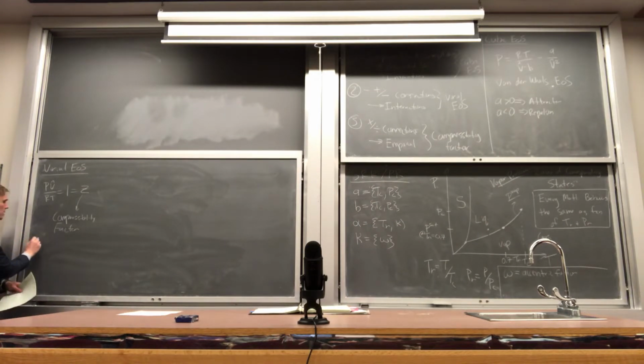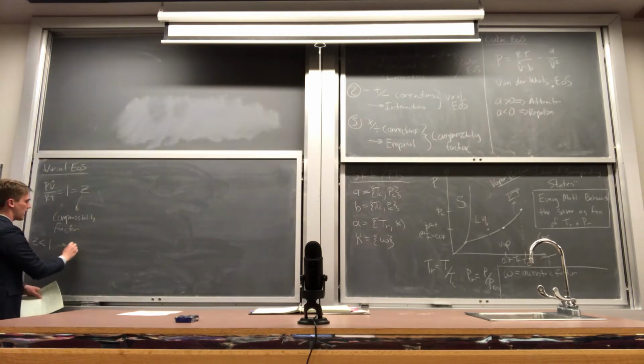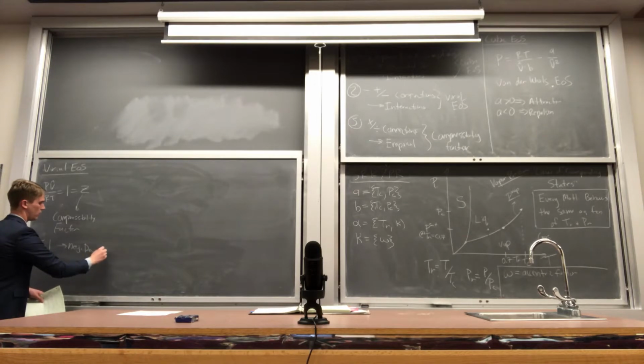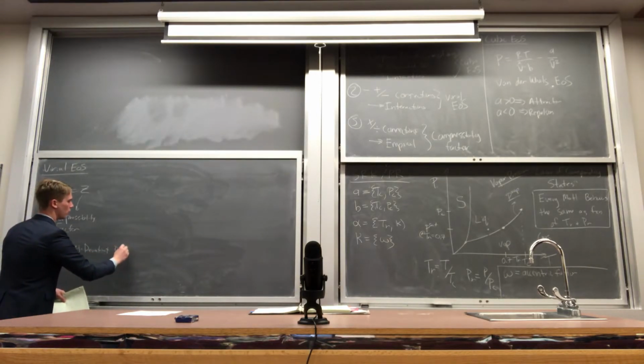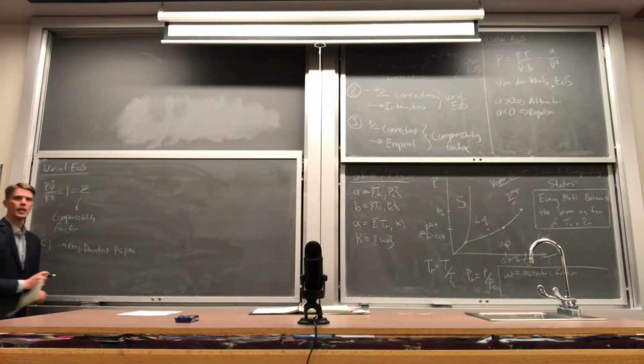So if Z is less than 1, we have a negative deviation from the ideal gas law, which means that the pressure is lower than the pressure you would predict if it were an ideal gas.